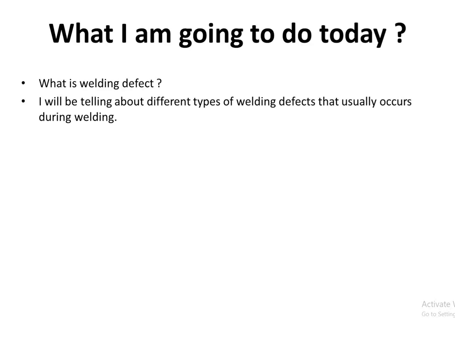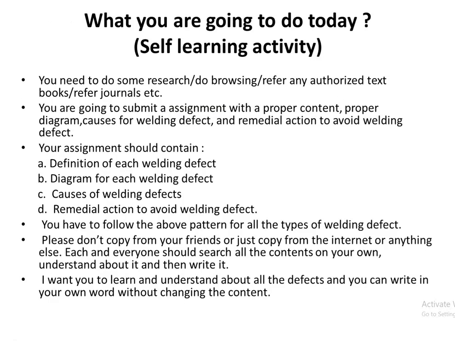So, what I am going to do today, I am just going to say what is welding defect. I will be telling about different types of welding defects that usually occur during welding. So, what you are going to do today? It's going to be a self-learning activity class. You are going to do everything. I am just going to give the outline and you are going to do everything.